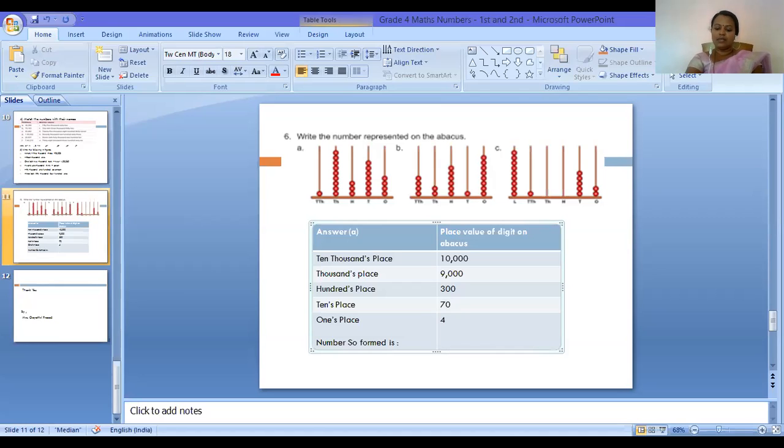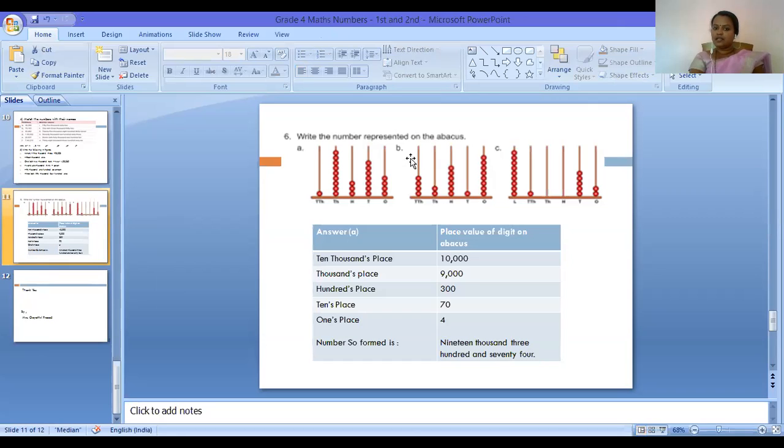So finally the number becomes 19,000. Next period comes 370. Same way, try giving yourself this question as a form of puzzles, that is B and C, and frame the answer in this tabular form in your notes.